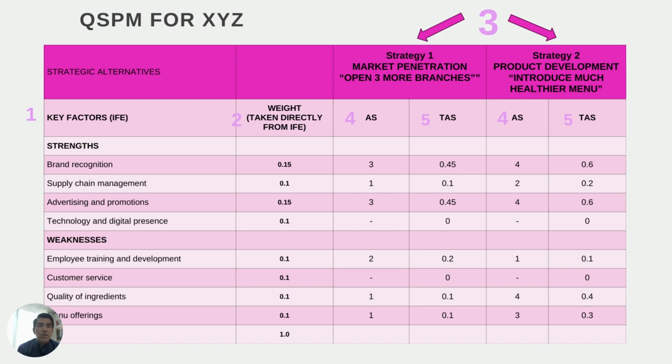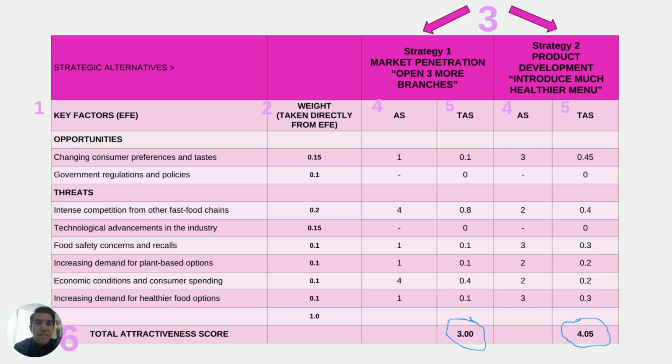In the first step, you need to list all of the key factors. If you can see, in the first column, I have listed the exact same key factors that we extracted from our IFE and also EFE exercise before. So we are going to put all of the exact same variables in the first column for the strengths, weaknesses, opportunities, and also the threats.